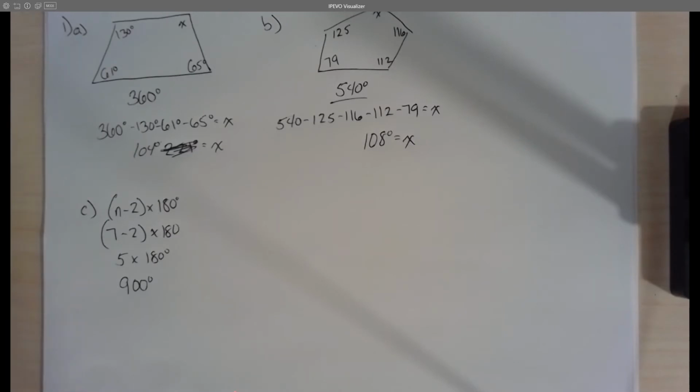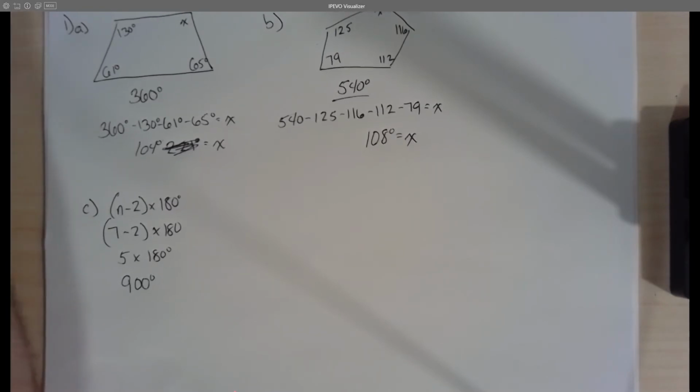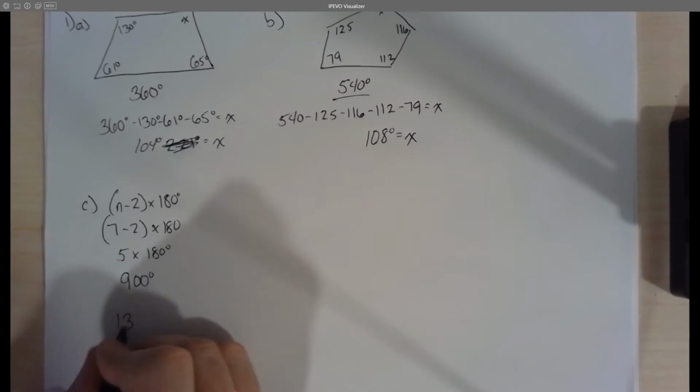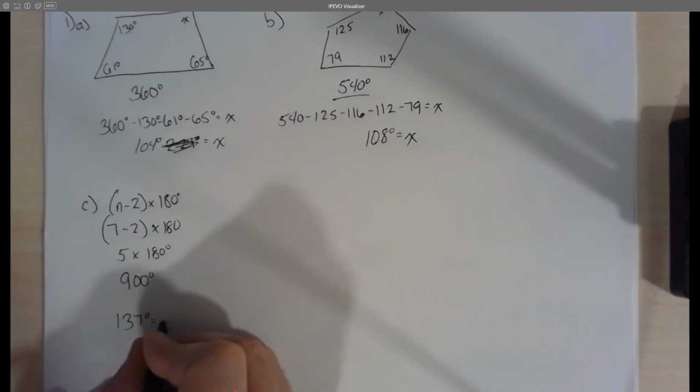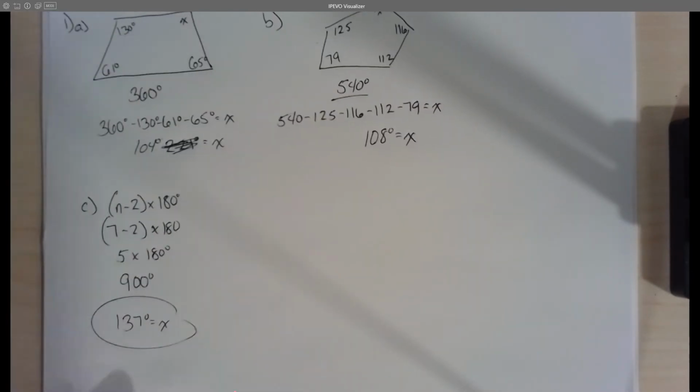We know most of them already, and so all we have to do is subtract those from the 900 in order to figure out what's left. So subtract the 115, subtract the 130, subtract the 120, subtract the 162, subtract the 140, and finally subtract the 96. And that should leave us with 137 degrees for our x value.